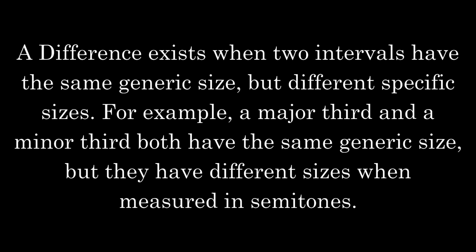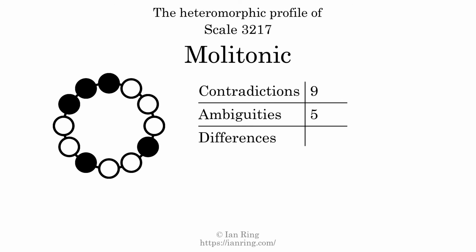A difference exists when 2 intervals have the same generic size, but different specific sizes. For example, a major third and a minor third both have the same generic size, but they have different sizes when measured in semitones. The number of differences in this scale is 36.